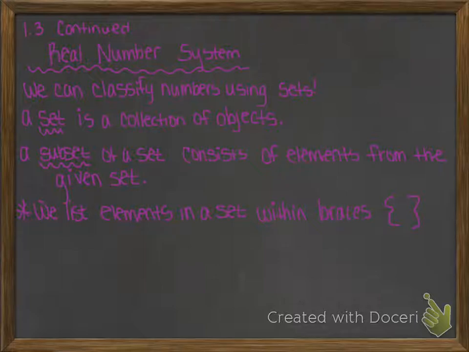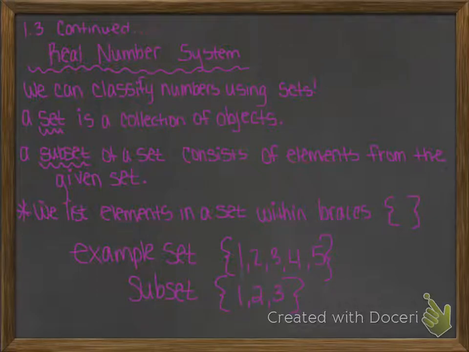So let's look at an example of a set using numbers. I have an example set of 1, 2, 3, 4, and 5. Notice I have those curly braces there. A subset of that could be 1, 2, and 3. There are many more subsets that we could arrange. We could have a subset of 3, 4, 5. We could have a subset of just 1. But the elements in the subset have to be contained in that original set. Okay, so let's keep that in mind.